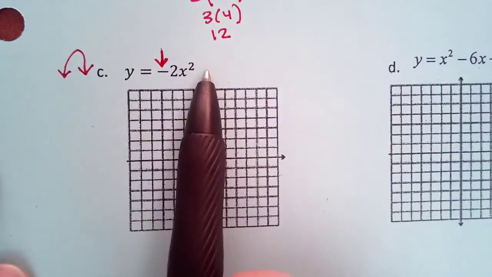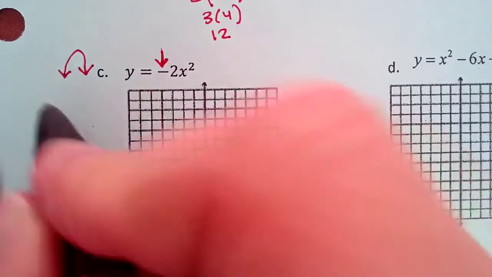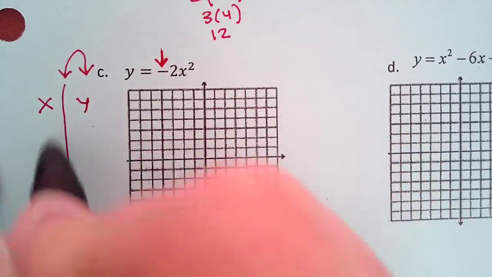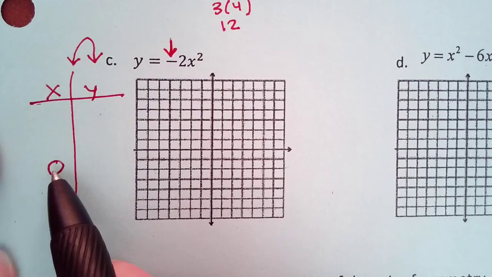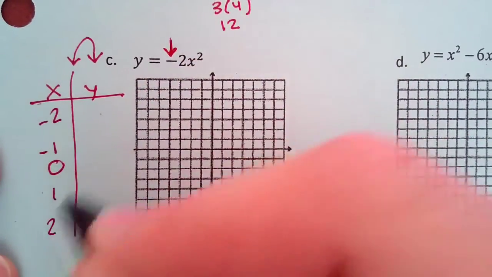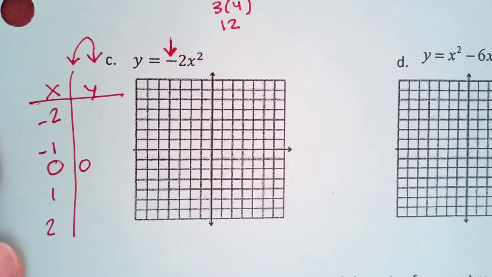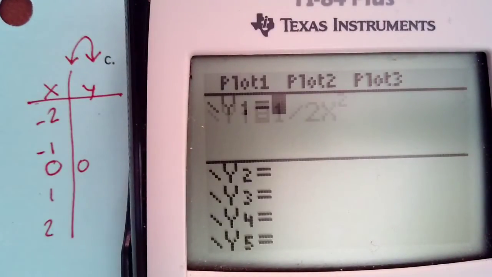Because there is no bx or c, I know that the vertex is still at 0, 0. So when I'm picking my 5 ordered pairs, I'm going to have 0 for x in the middle, and then -1, -2, 1, 2. Let's plug this into our calculator. So y equals, clear that out, -2. Make sure you use negative and not minus. -2, x squared.